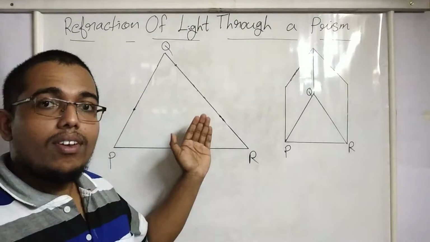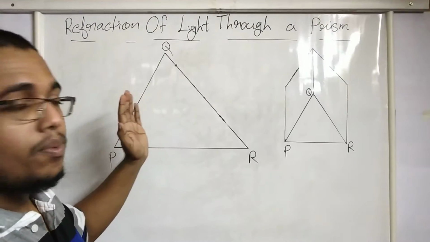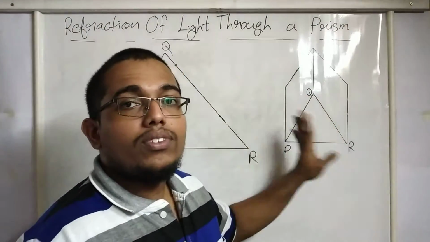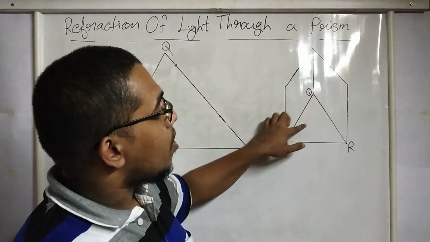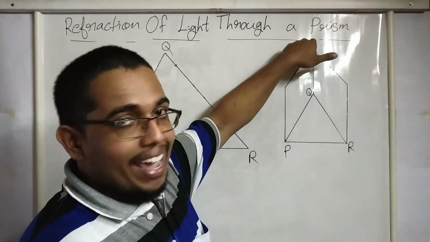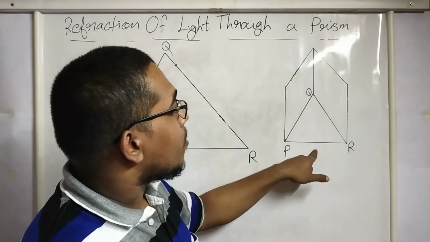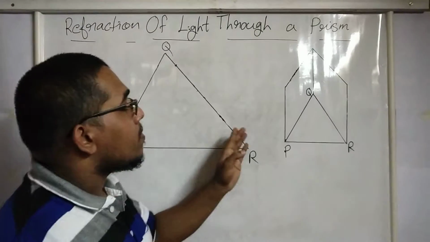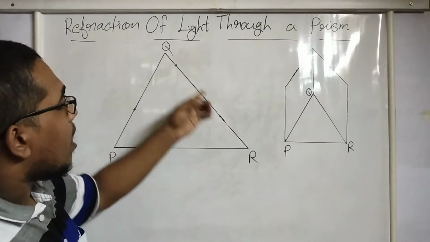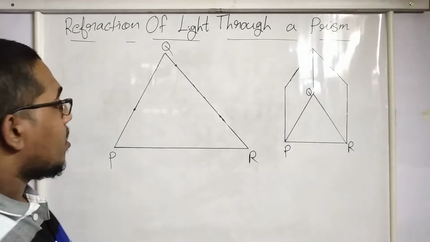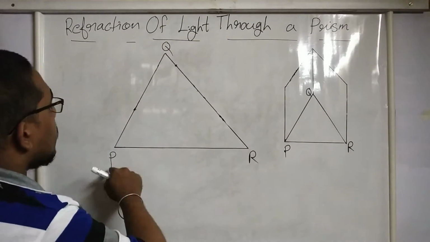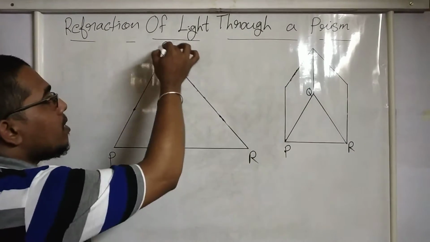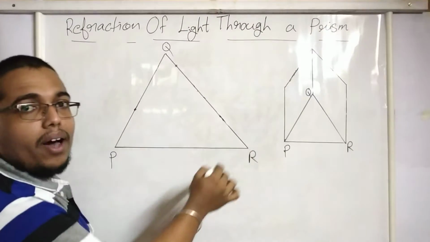And here we see the same phenomenon in the case of a glass prism. This diagram shows the actual shape of the prism, which consists of two triangular ends and three rectangular faces. This is the actual shape. For our convenience, we always draw the prism as a triangle. Here I have drawn a prism PQR, and imagine that this prism PQR is surrounded by air.